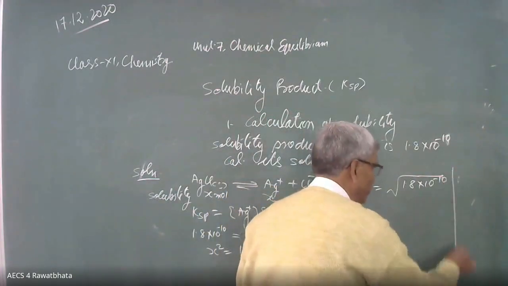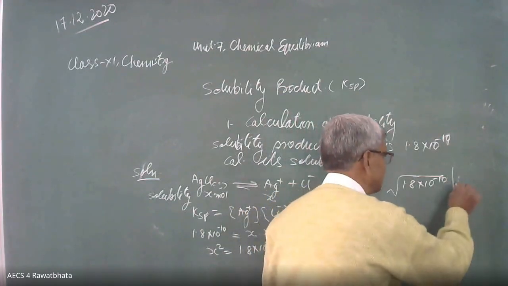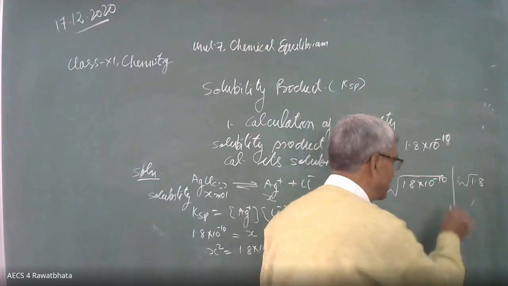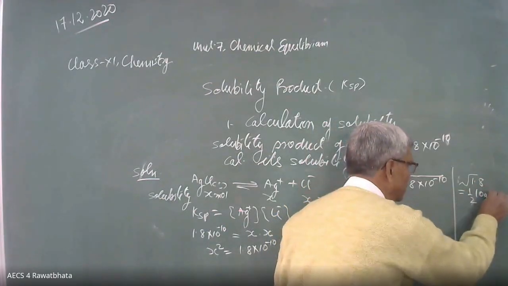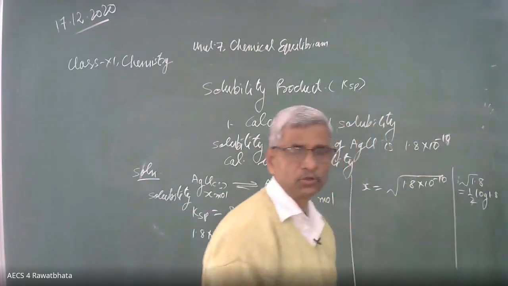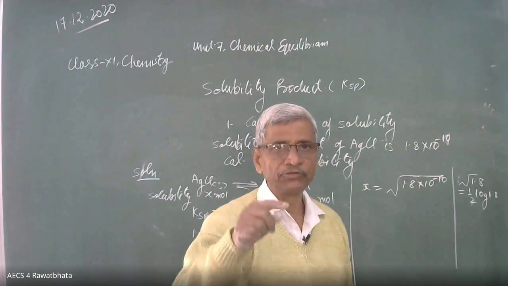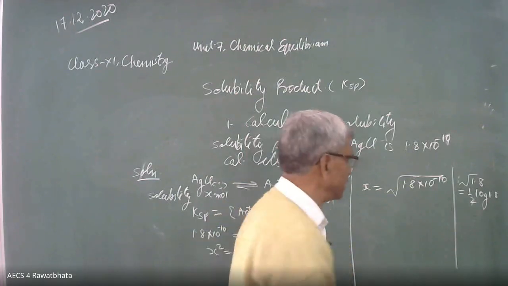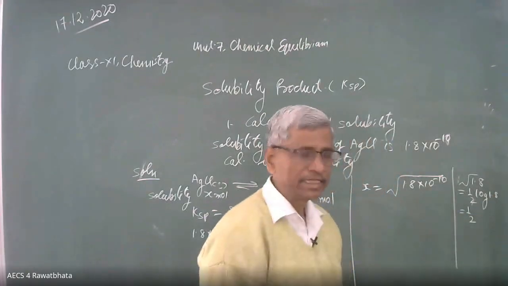Then this is the rough work. We have to write it on the side of the book. Here it is root of 1.8, which can be written as 1 by 2 log 1.8. Okay, beta? Is it clear? For square root, we take 1 by 2. For cube root, we take 1 by 3. Like that. Here it is equal to 1 by 2 log 1.8.